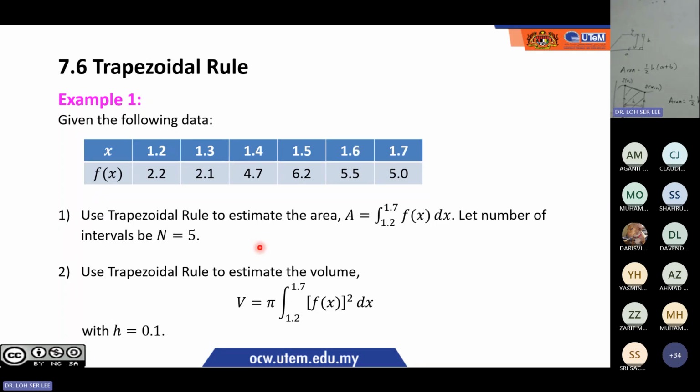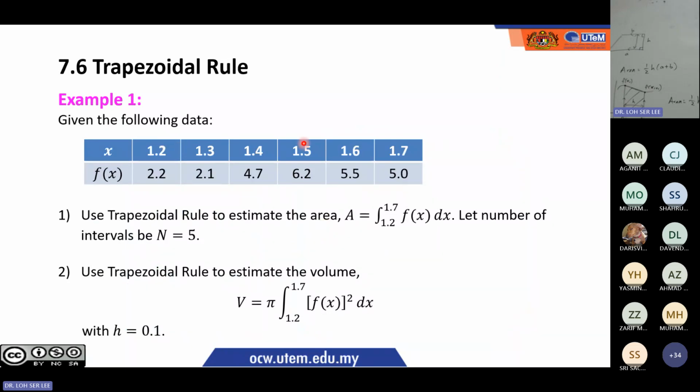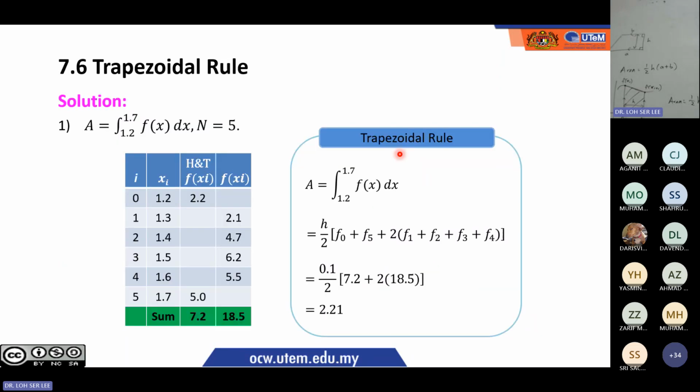We look at the solution of question number 1 first. So this is the question. We have 5 sub-intervals, and according to the formula, we need h over 2. We need to know what h is. Based on the data here, we know that h is 0.1, divided by 2. And the head and tail, this one.